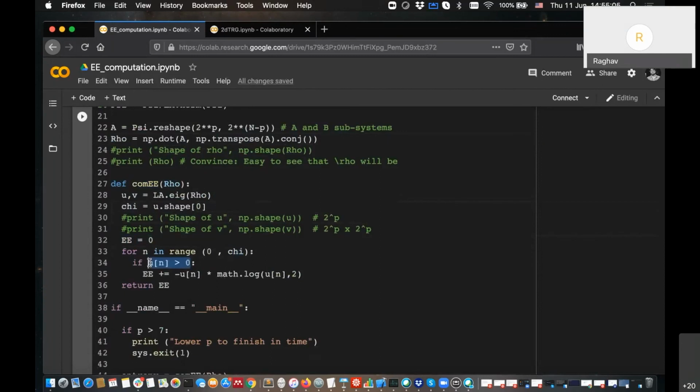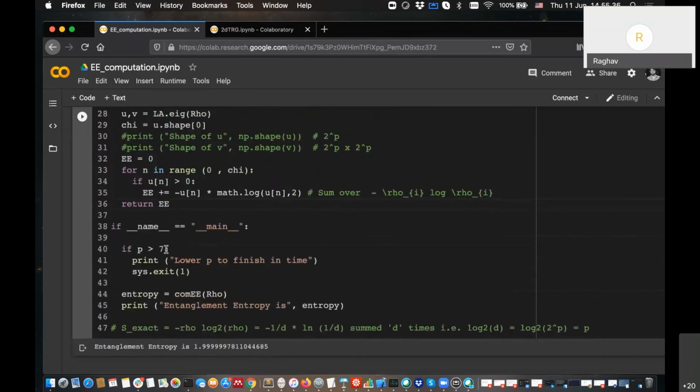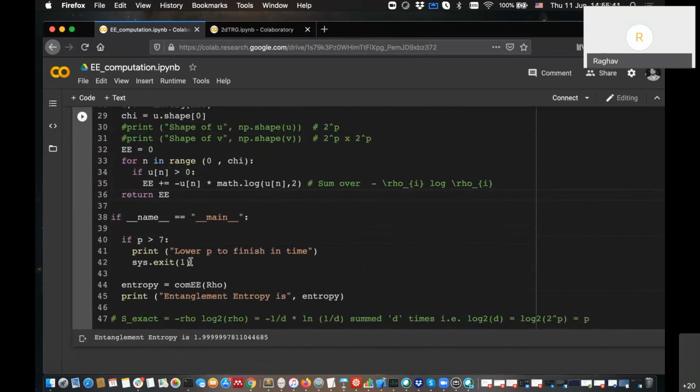If the eigenvalue is greater than 0, I don't want 0 because then the log of 0 will not be defined. So I only want eigenvalues greater than 0, and then compute the entanglement entropy by doing this: the sum over rho_i log rho_i, as we mentioned, with a negative sign, right? And this will return EE. This becomes costly if p is greater than 7, so it will exit if that is the case.